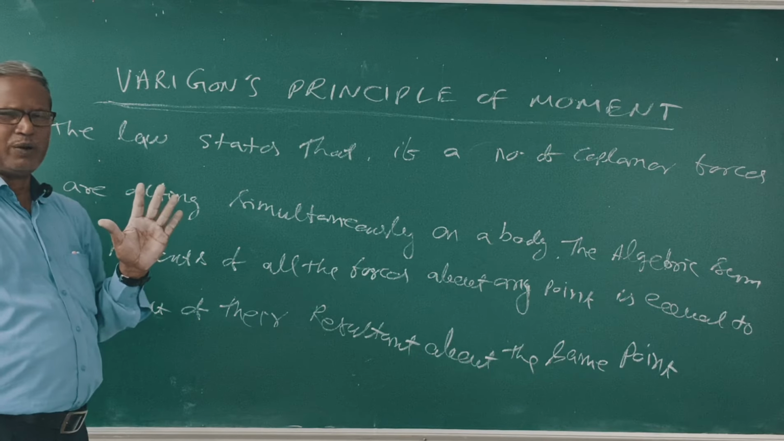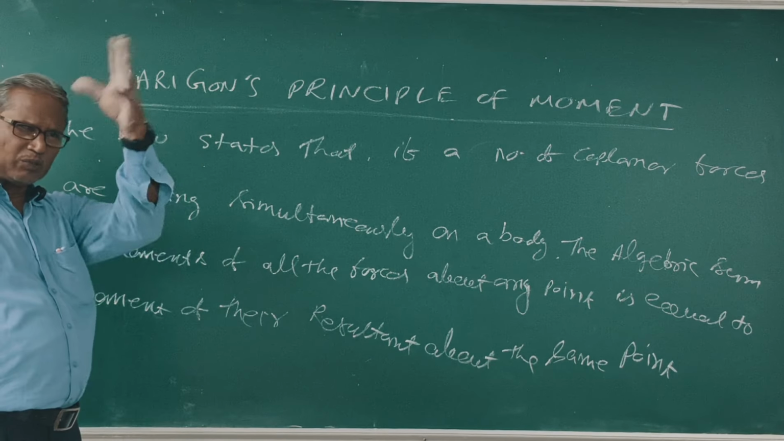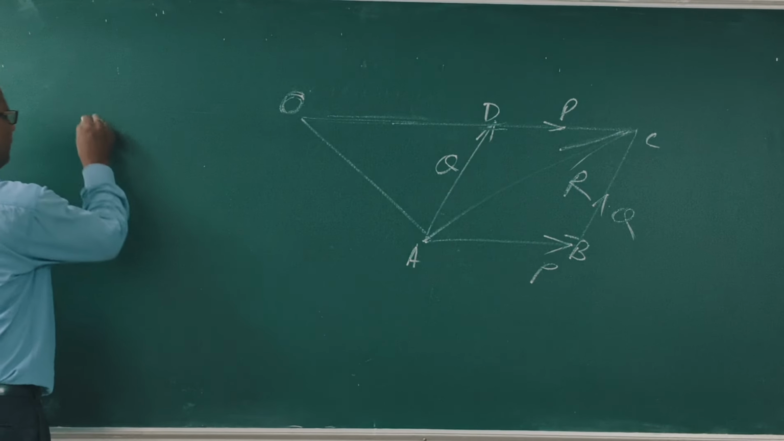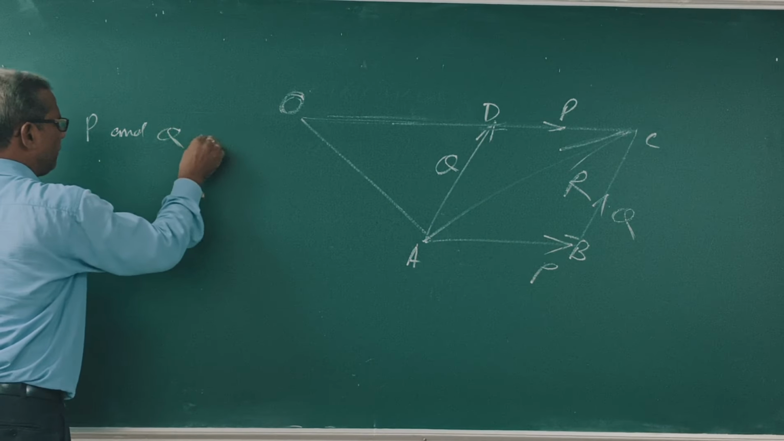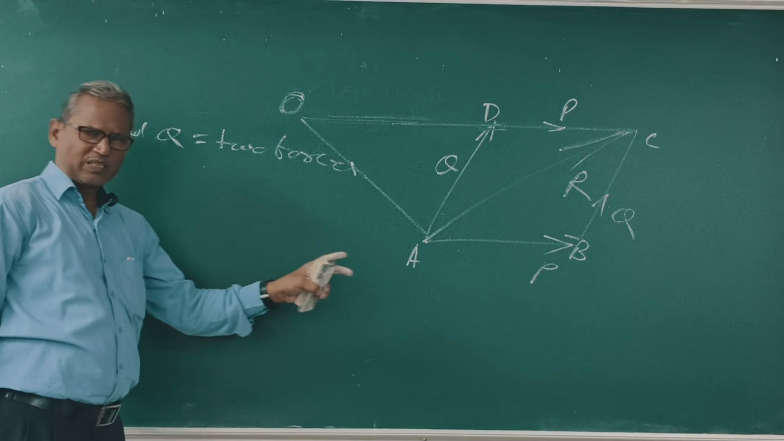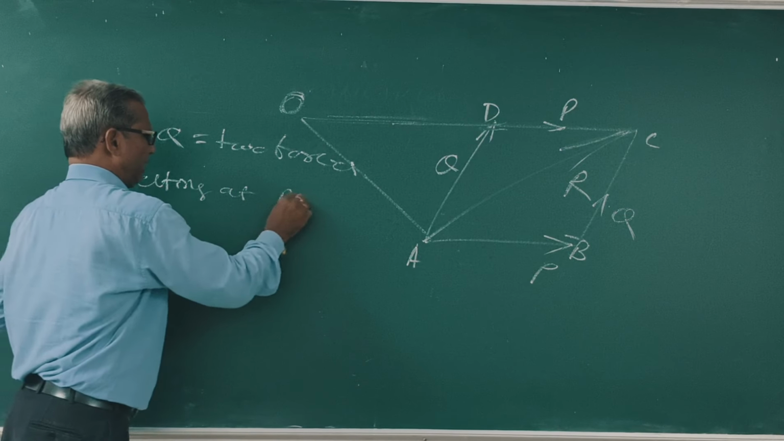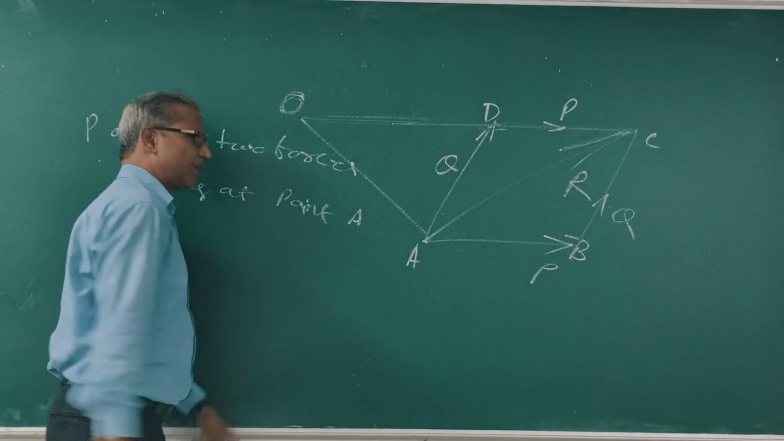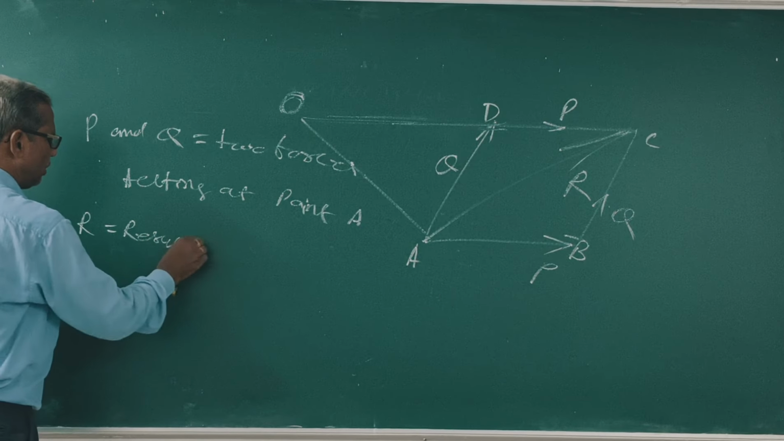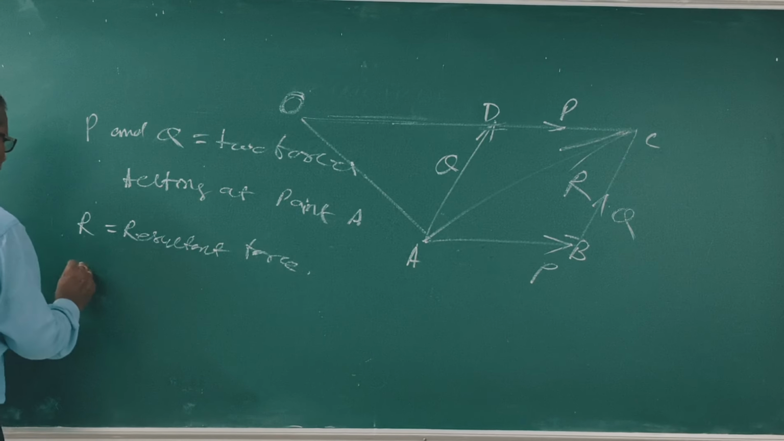Now we will find out the resultant force. We will show how many forces are acting on a body. Then we choose a point. About that point, we will find out the moment of all the forces and we will find out the resultant force. Let P and Q be two forces acting at point A. Clear? R is the resultant force.